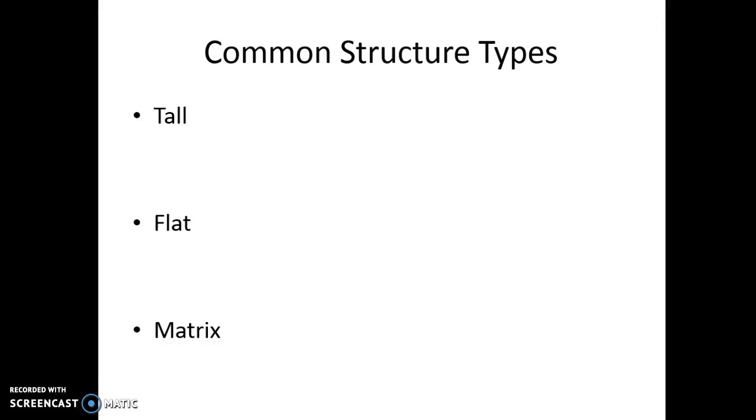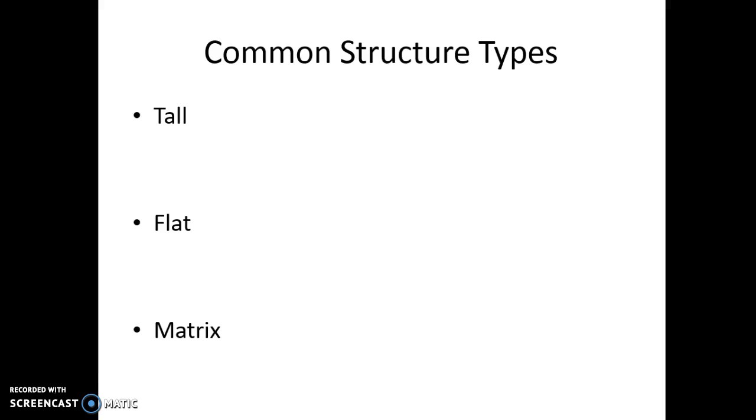Now, common structure types we have. Tall is represented by many, many layers of hierarchy and very small spans of control. However, the chain of command tends to be very long. Flat works the other way around. There are fewer layers of hierarchy, but at each hierarchical level there is a much higher number of workers. So the span of control is much higher, and sometimes it can be too high. Added to that, communication pathways should be shorter and quicker because there's less of a hierarchy to go through.